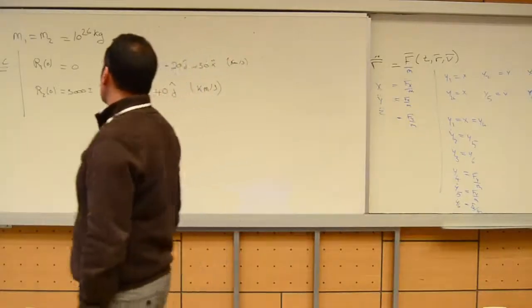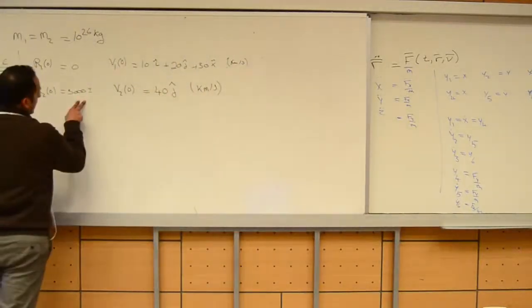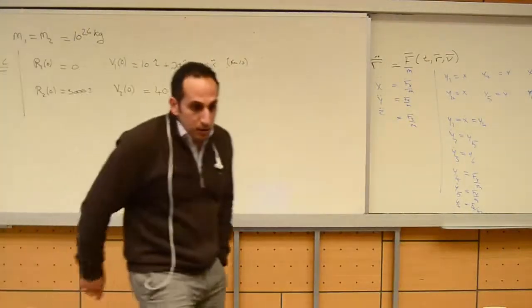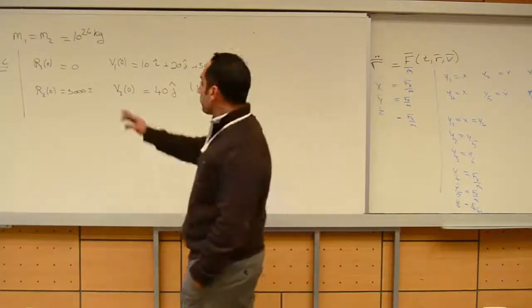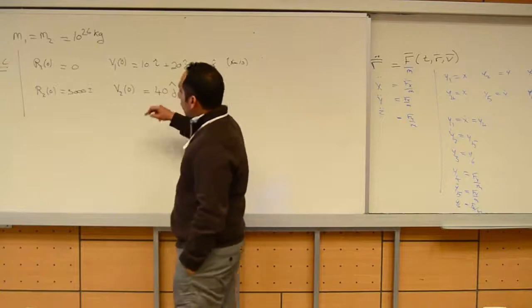R1 is equal to 0. R2 is equal to 3,000 in the I direction. And then 10, 20, 30, and then 40.